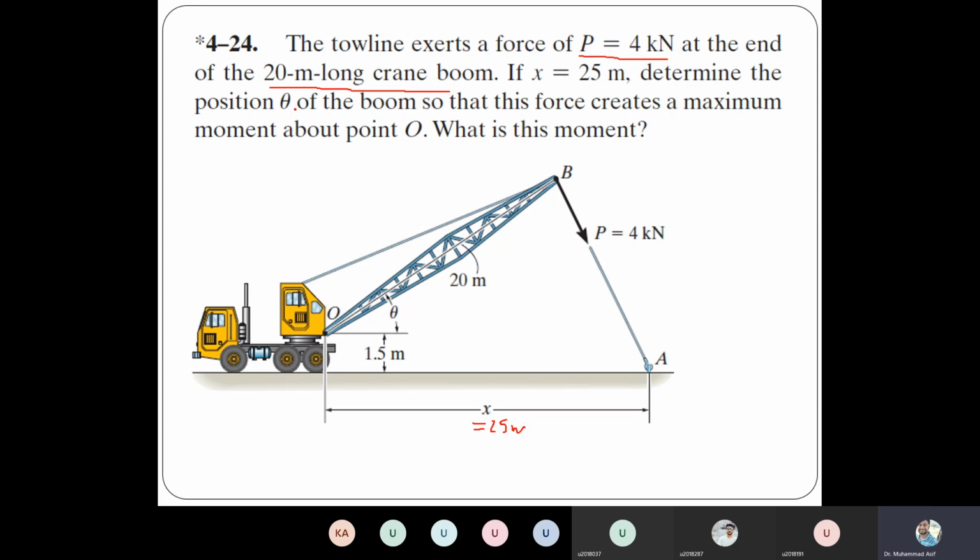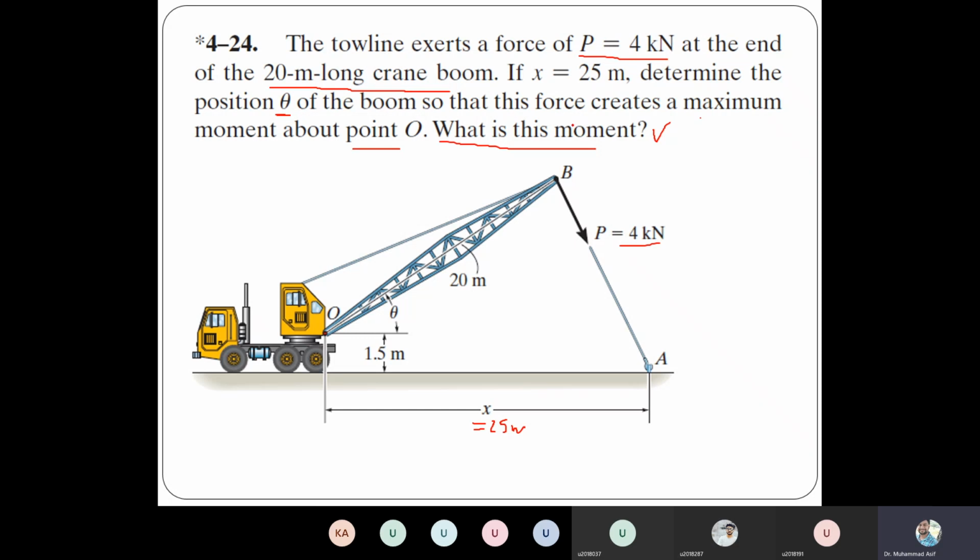Determine the position theta of the boom so that this force creates a maximum moment about point O. So where is point O? This is point O. The force is 4 kilonewton, and this force creates a maximum moment. First of all, you need to calculate the maximum moment, and then the value of theta at maximum moment, right?